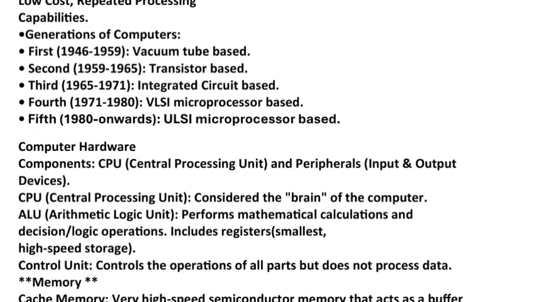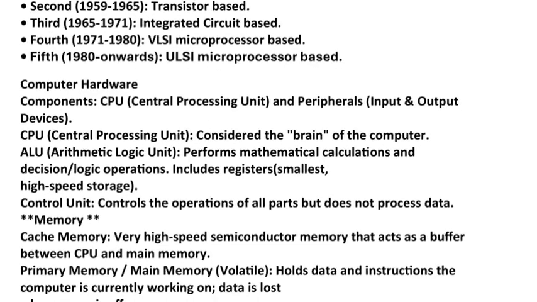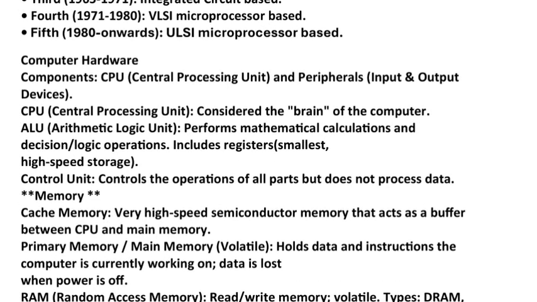Generations of computers: first, 1946 to 1959, vacuum tube based. Second, 1959 to 1965, transistor based. Third, 1965 to 1971, integrated circuit based. Fourth, 1971 to 1980, VLSI microprocessor based. Fifth, 1980 onwards, ULSI microprocessor based.